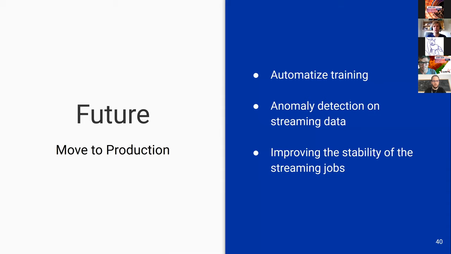Now, in the future, if this were to be used in production, we would have to automate the training, because at the moment I was doing the training manually, and especially selecting by hand the times where the cluster was running stable and then training the model then. We would also have to port the algorithms to do anomaly detection on streaming data. And we will have to improve the stability of the streaming jobs, because they were quite large and the stability wasn't great. I had to keep an eye on the run more or less all the time.